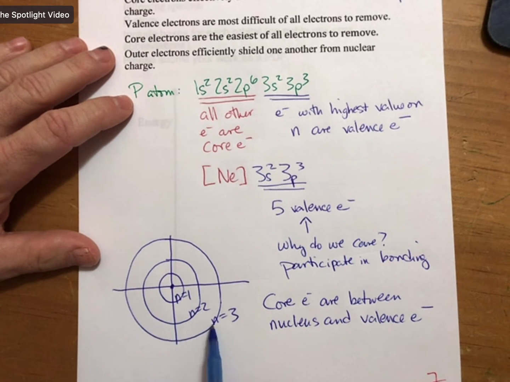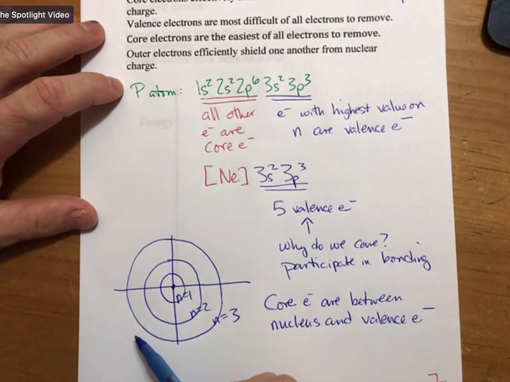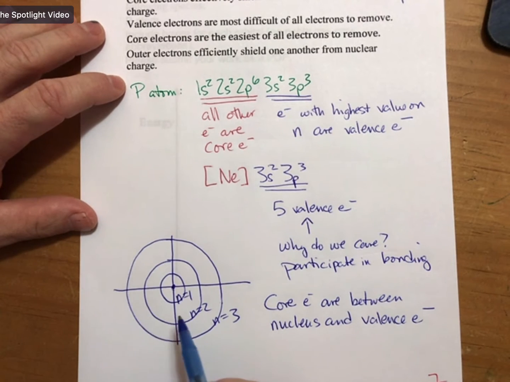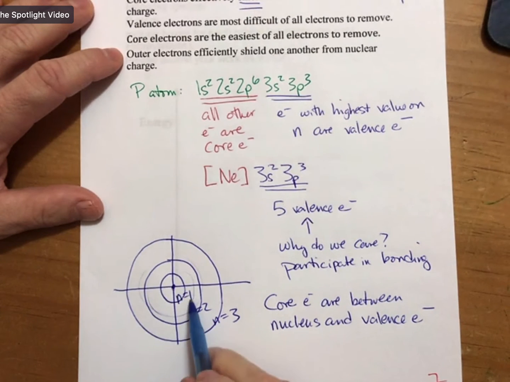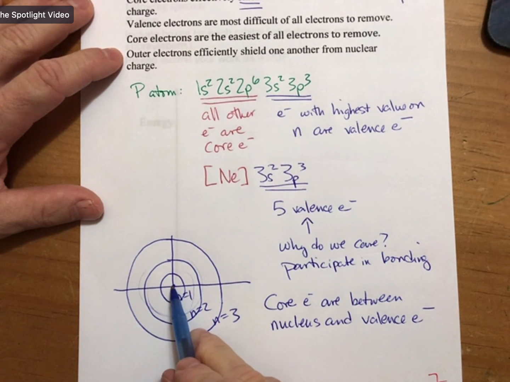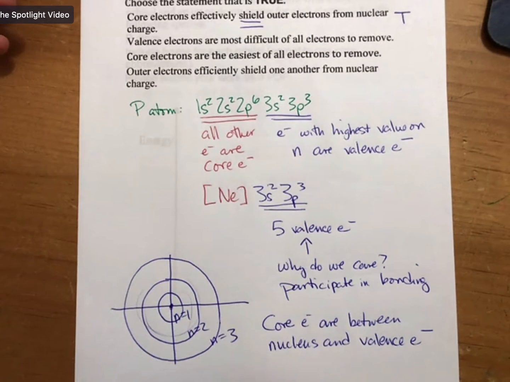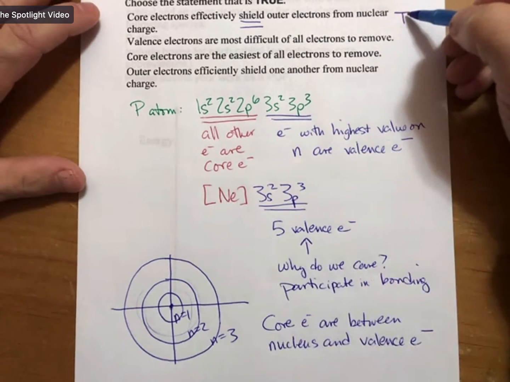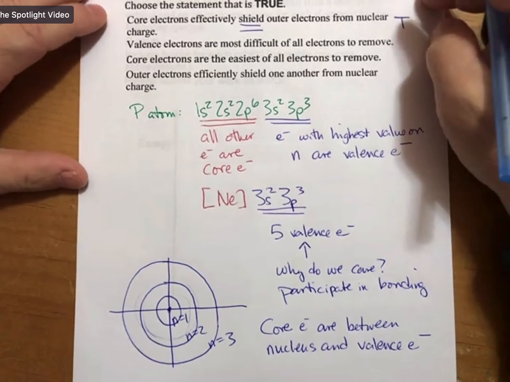And so for our valence electrons, the nucleus, if it's for phosphorus, is plus 15 because it's got 15 protons. But then there are 10 electrons in between. And that's what we mean by shielding. So it's like the electrons block all of that positive charge coming from the nucleus and reduce it. So that first statement is true. Effectively, we're done with this problem, but let's go ahead and read through the other ones.